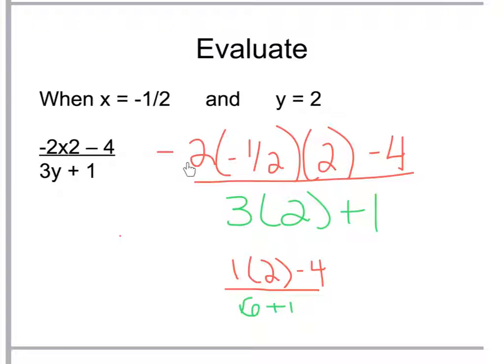So here we have a -2 times a -1. A negative times a negative is a positive, and that's going to give us 1. We multiply it by 2, and then we subtract 4. When we do that, we get -2 over 7, and that's our final answer.